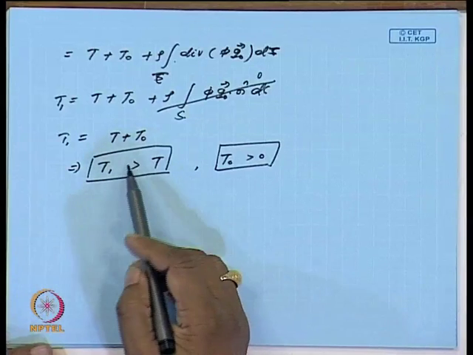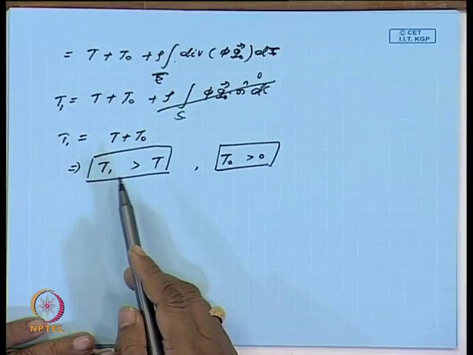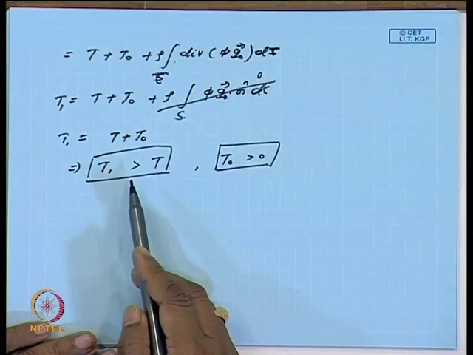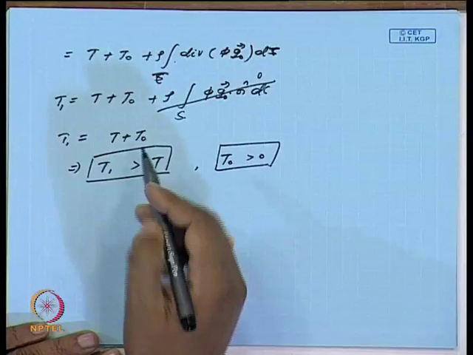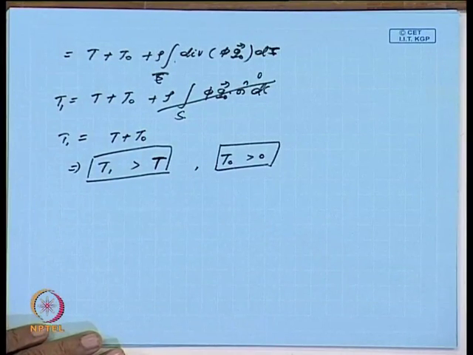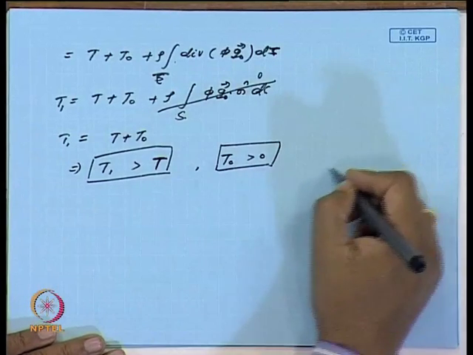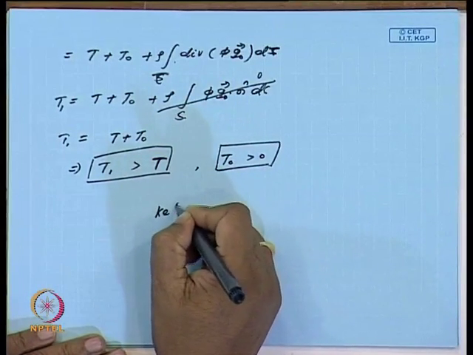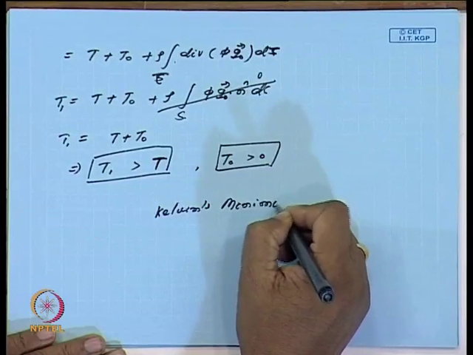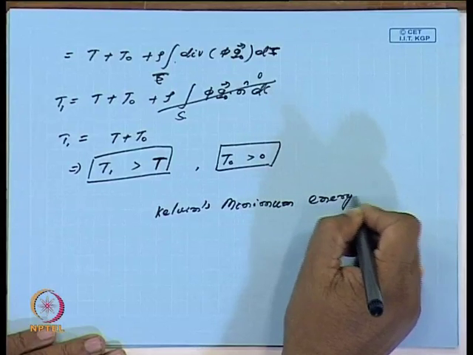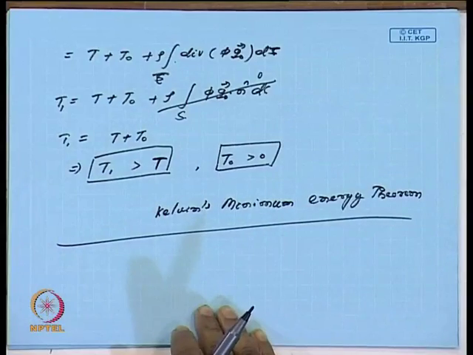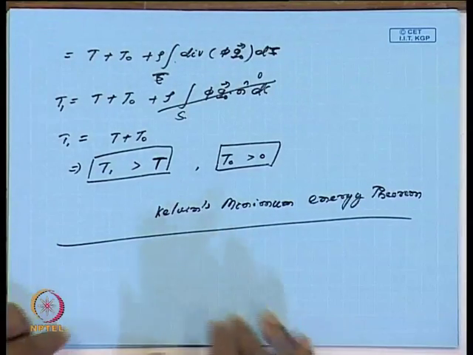If I have any other motion in the same region having the same normal velocity on the boundary, then the motion that exists in the fluid will have less kinetic energy than that other motion. So, this is called Kelvin's minimum energy theorem. This is one of the very important characteristics of this kinetic energy.